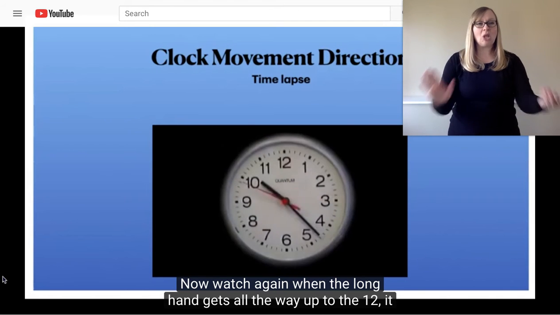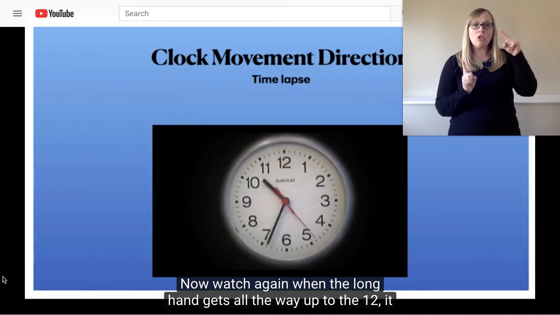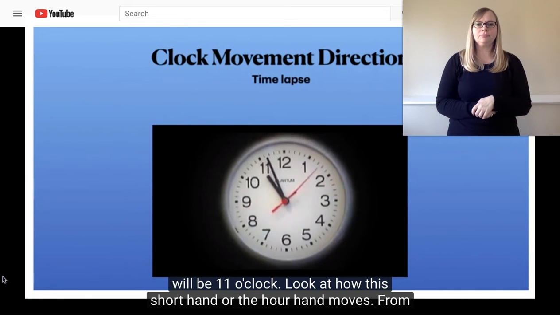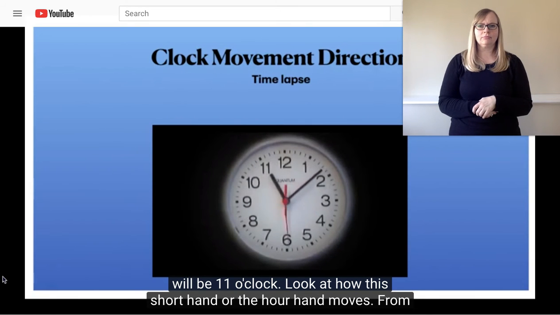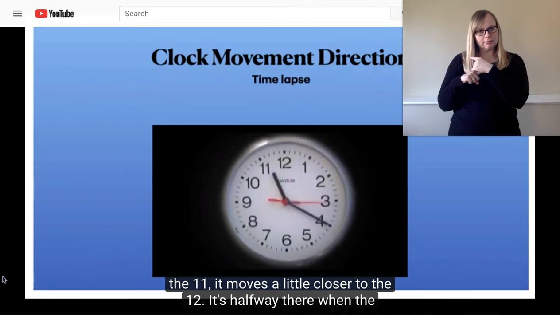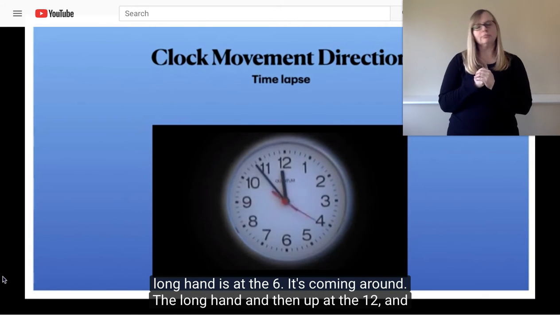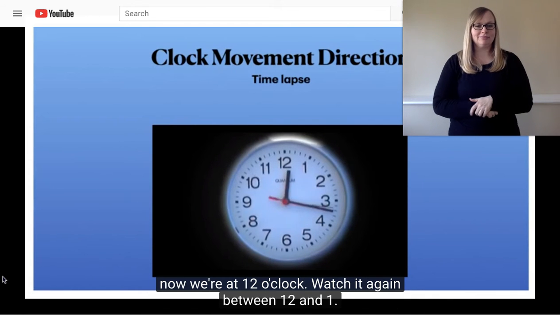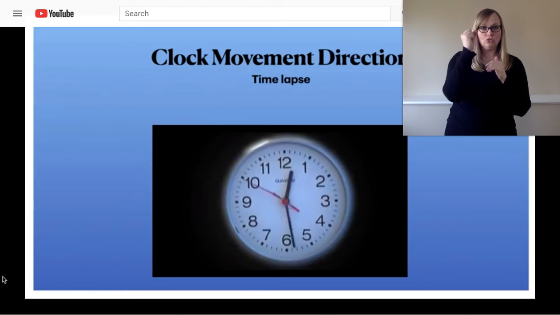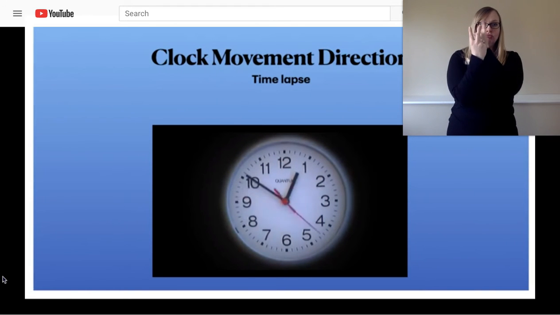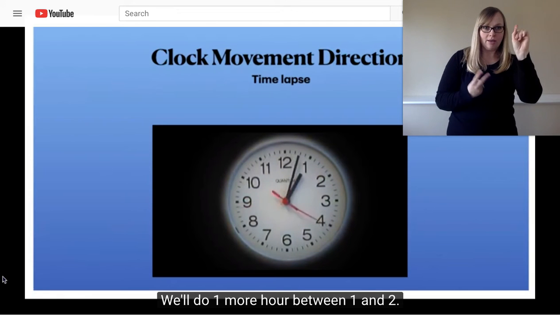Now watch again. When the long hand gets all the way up to the 12, it will be 11 o'clock. Look at how the short hand, or the hour hand, moves. From the 11, it moves a little closer to the 12. It's halfway there when the long hand is at the 6. It's coming around the long hand and then up at the 12, and now we're at 12 o'clock. Watch it again between 12 and 1. We'll do one more hour between 1 and 2.